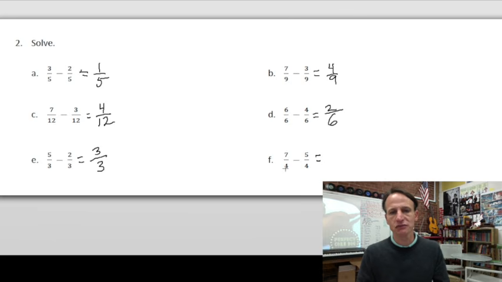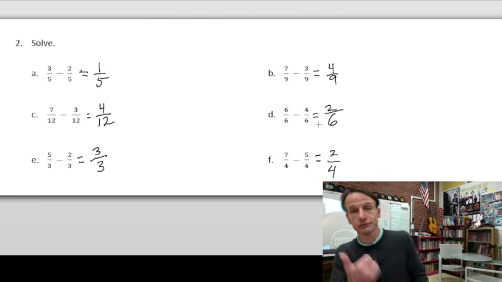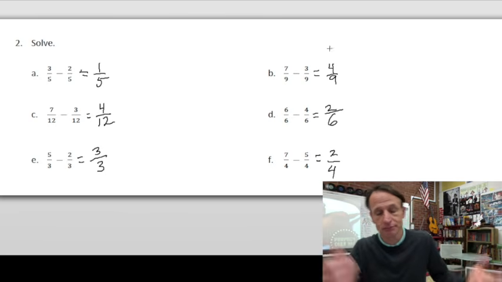And now 7 fourths, again, an improper fraction. 5 fourths, an improper fraction. We don't care. All we're doing is subtracting. 7 minus 5 is 2. And we're talking about what? That's right, Ed. We're talking about fourths. That's it. Let's go on.